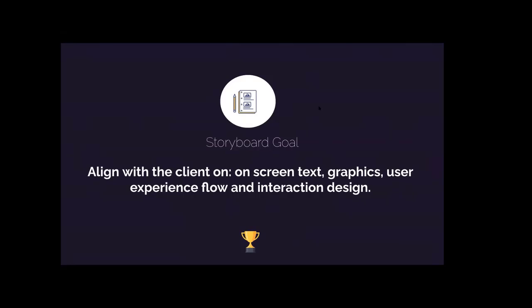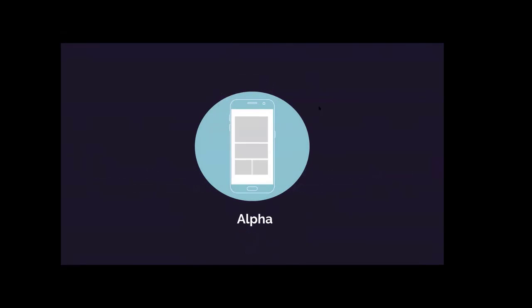And then, again, we're now all aligned with the on-screen text, the graphics, the user experience, and the interaction of the design. And now we want to get right to the prototype, right? We want to build out an alpha for us to see.